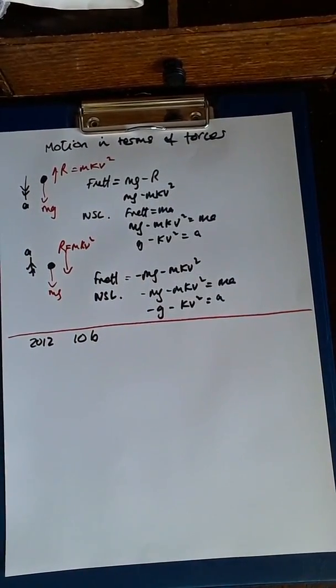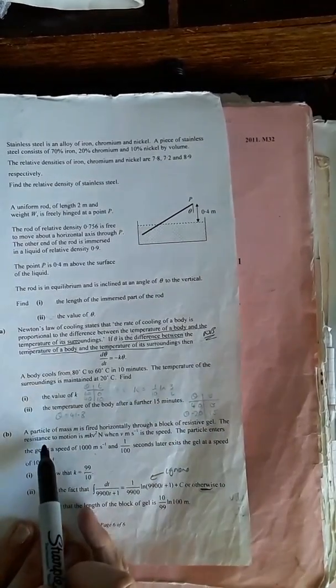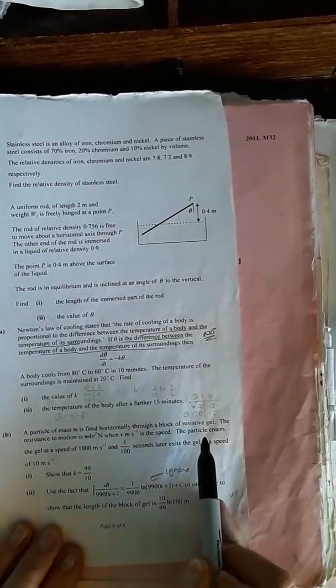Now, this time the particle isn't moving vertically, it's moving horizontally. So, I'm looking at part B, it says, a particle is fired horizontally through a block of resistive gel. The resistance to motion is mkv squared, where v is the speed. The particle enters the gel at a speed of 1,000 meters per second, and after 1/100 seconds, it exits the gel at a speed of 10. So you've got to show that k is 99/10, is the first part of the question. So let's do that first.